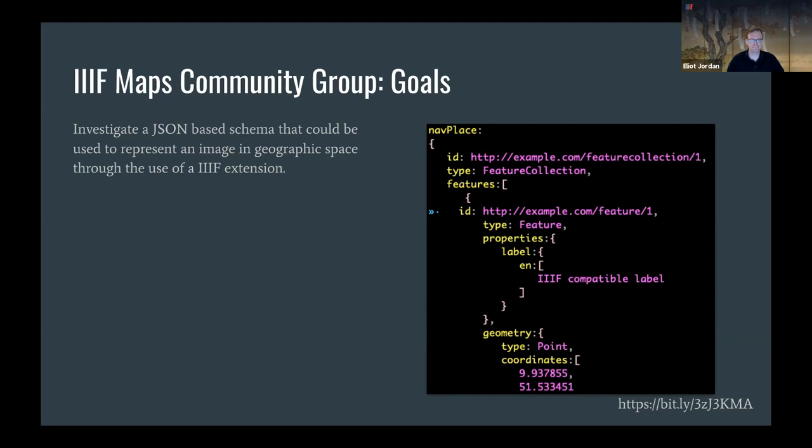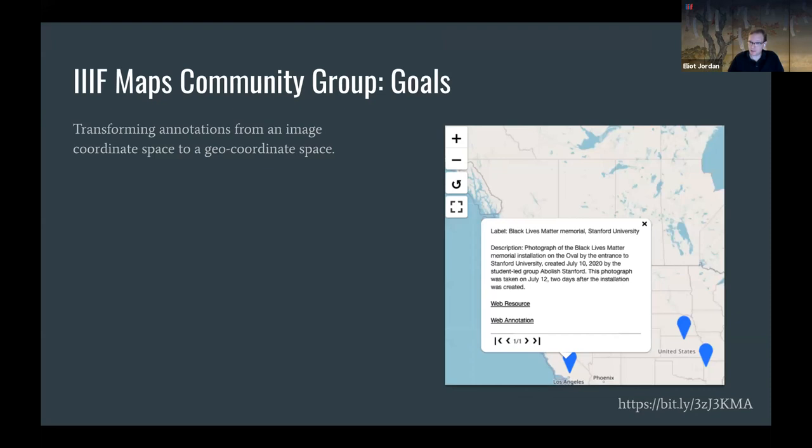Another goal is to develop methods for transforming annotations from an image coordinate space to a geo-coordinate space. So the example that you see here is a web annotation placed at a geographic coordinate, in addition to a web map and some place markers there too. You'll see more of this in the rerun demo a little bit later on as well.